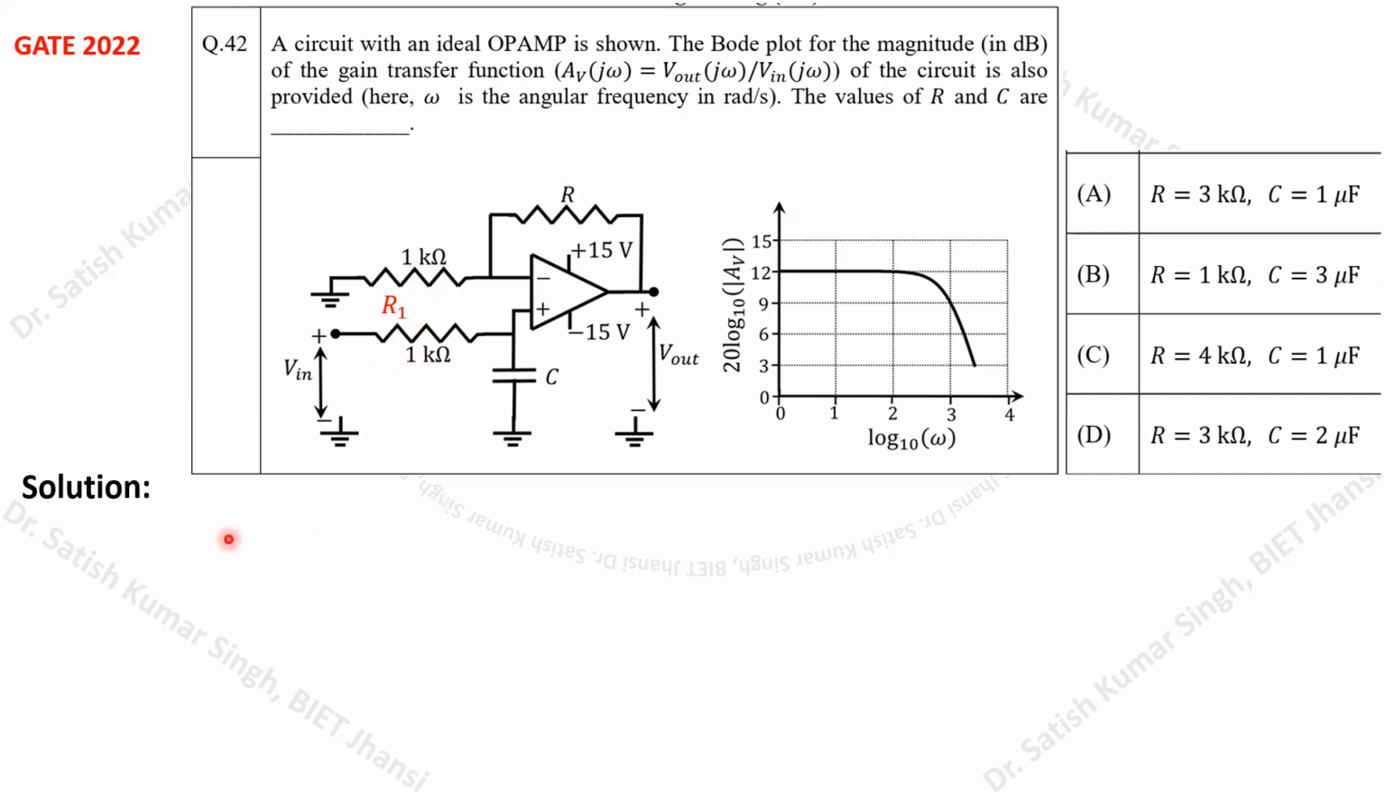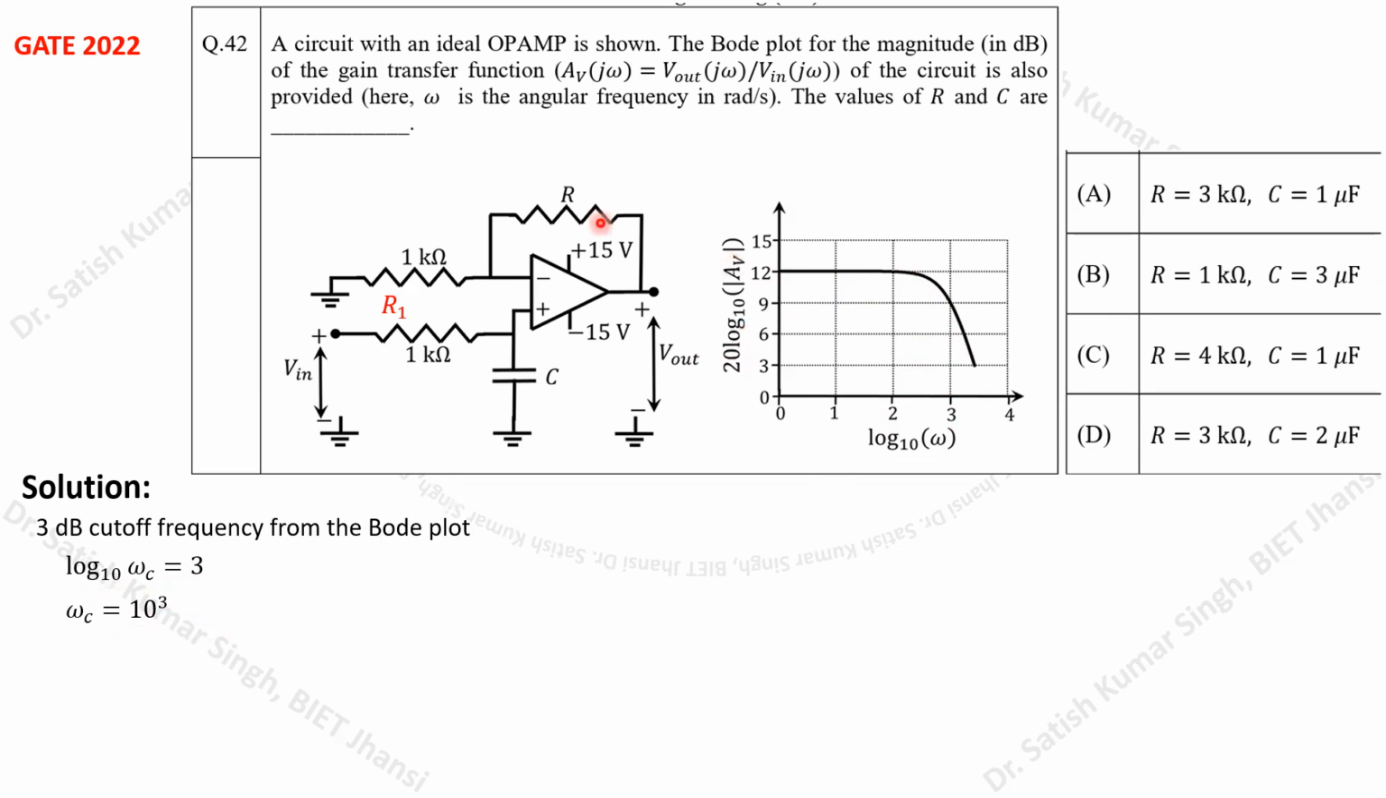So first of all, from this Bode plot we can write the 3 dB cutoff frequency as log 10 omega c equals 3, because at this particular frequency the gain has reduced by 3 dB. Initially it was 12 dB and now it has become 9 dB. So that will be your 3 dB cutoff frequency. So log 10 omega c equals 3, and here we get omega c equals 10 to the power 3, right?